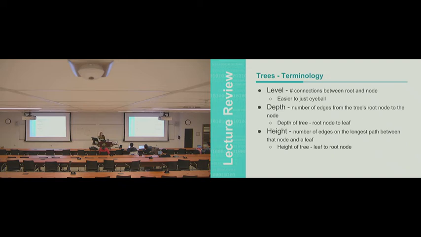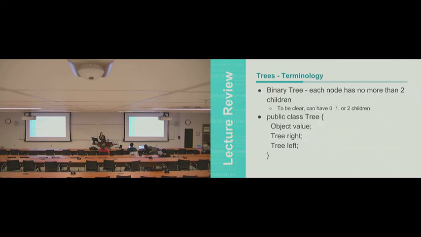So, questions there? Cool. So binary trees will be one of the most common tree structures that you'll see. Each node has no more than two children. To be clear, because sometimes it gets confusing whether it's no more than two or exactly two, a binary tree can have 0, 1, or 2 children and still be a binary tree. It looks something like this, where we have the value that we're trying to store, and then we have pointers to the right and left child.